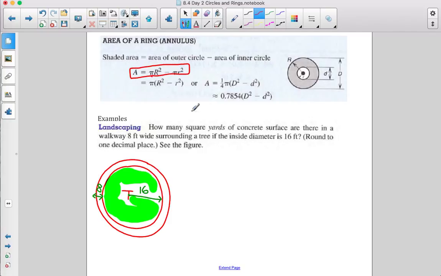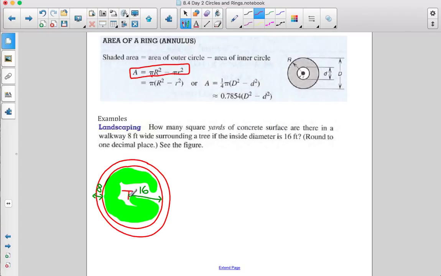This is actually used a lot. For example, if I was going to create a sidewalk around maybe a tree area in a park, I'm actually doing a ring. So for example, this says how many square yards of concrete surface are there in a walkway that's 8 feet wide surrounding a tree if the inside diameter is 16 feet.